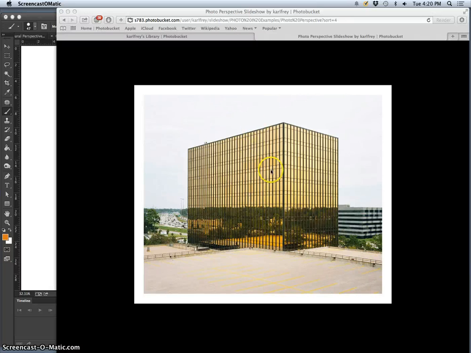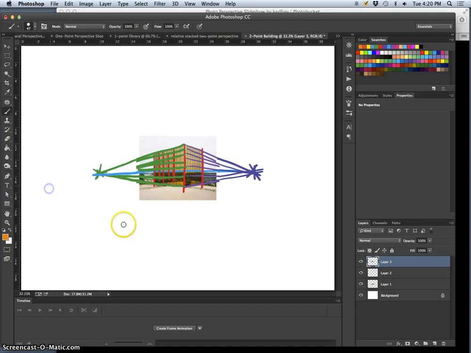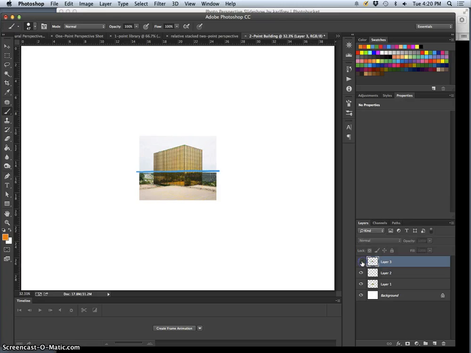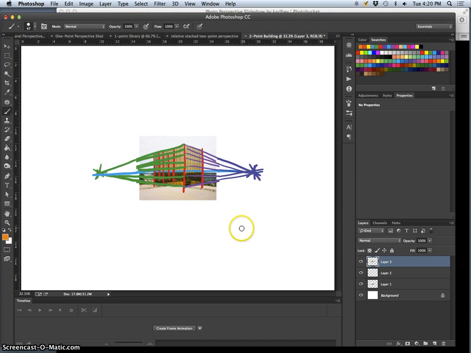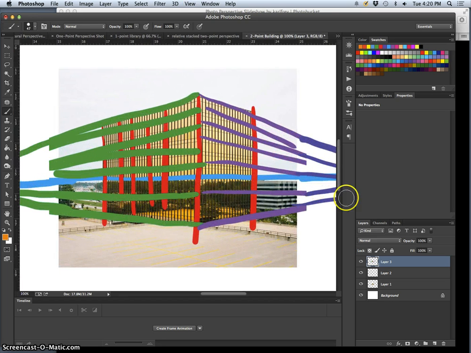All right, so we were talking about two-point perspective and showing how that's when you have only verticals that are parallel to each other and a horizon line, which is your only true horizontal, and every other angle is going to point towards one of two vanishing points, which are usually outside of the picture frame. And that's what gives the shot its power.